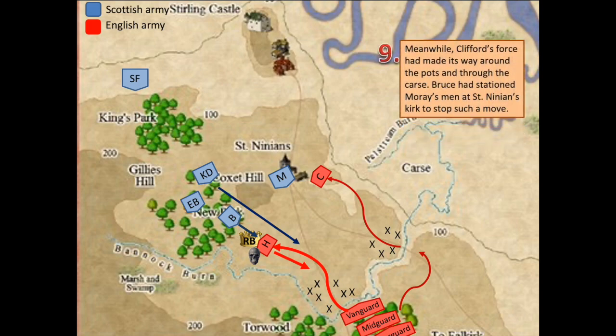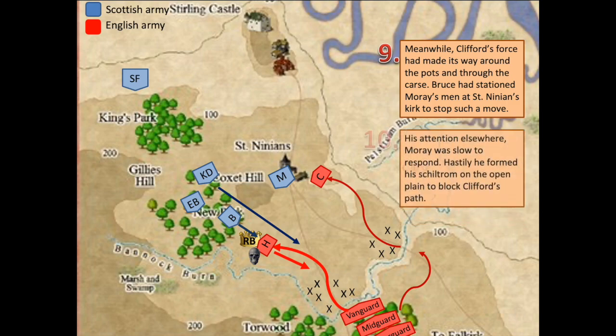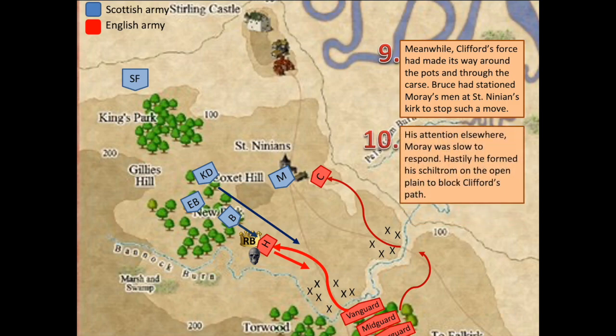So meanwhile, Clifford's force had made its way around the pot traps and through the Carse. Bruce had stationed Moray's men at St Ninian's Kirk to stop such a move. His attention elsewhere, Moray was slow to respond. Hastily, he formed a schiltrom on the open plain to block Clifford's path.